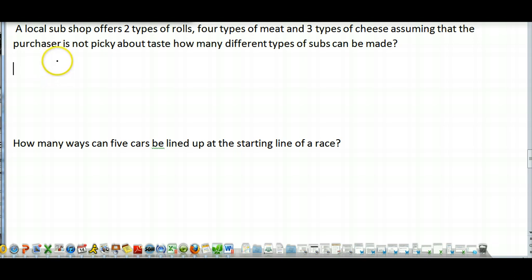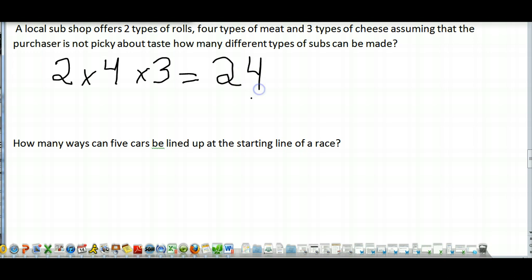We do this by multiplying all of our possibilities. We have 2 types of rolls, 4 types of meat, and 3 types of cheese. We'll go ahead and multiply those to figure out that this sandwich shop has 24 different sandwiches it can make, or different combinations of rolls, cheeses, and meat.